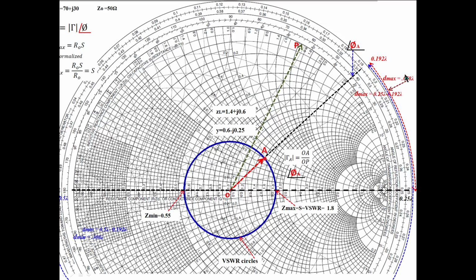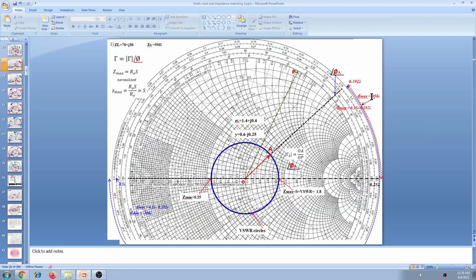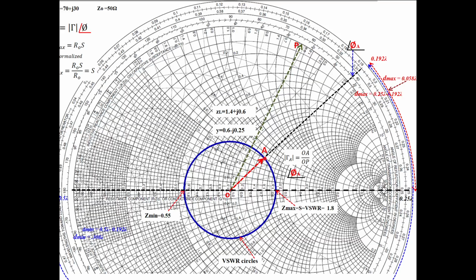0.192, you will be getting the value here, 0.058 lambda. Okay, that is the distance from here to here. Okay, the distance is 0.058 lambda. You take a distance wherever it cuts, this Z maxima here. You draw a line passing through that point to the wavelength scale. It is here.